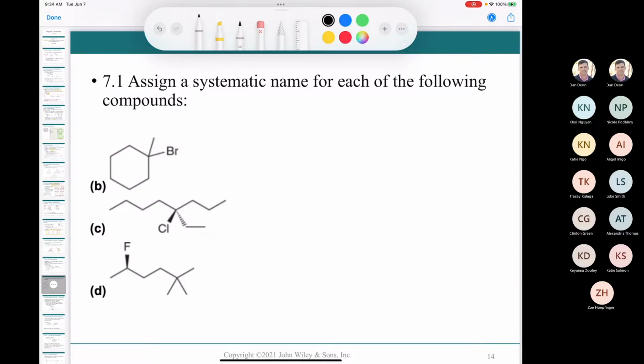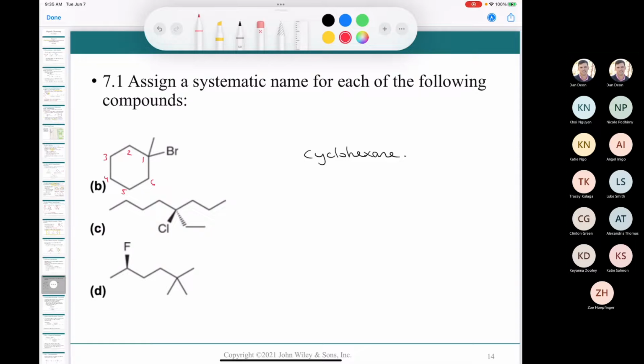So it says assign a systematic name for each of the following. We've got 7.1b. What's our main carbon chain here? It's got 1, 2, 3, 4, 5, 6 carbons in it. So this is some kind of cyclohexane. We could put that down. Cyclohexane. And then if we number, we have 1, 2, 3, 4, 5, 6. So we have both of our substituents at carbon number 1. So we would call this 1-bromo, 1-methyl cyclohexane.